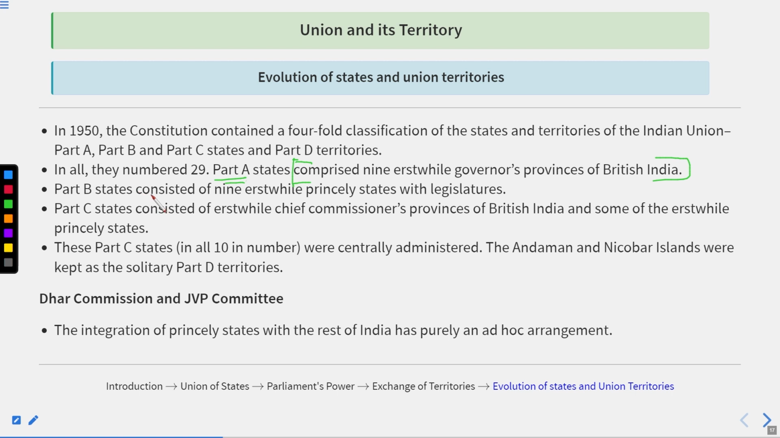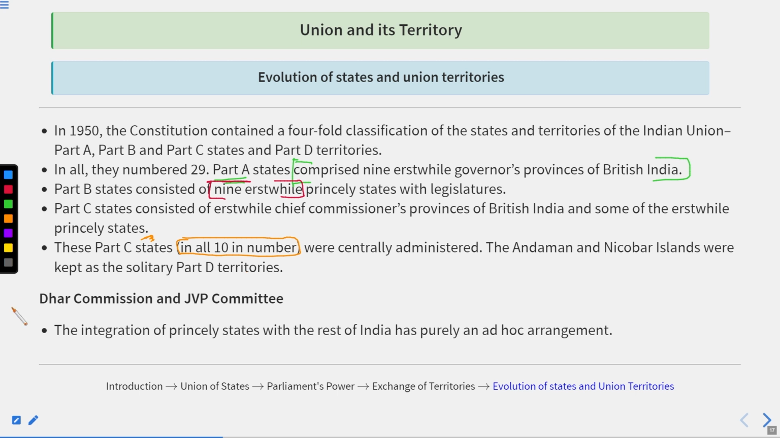All right. Part B consists of nine erstwhile princely states with legislatures. Thereafter, Part C consisted of erstwhile chief commissioner's provinces of British India and some of the princely states. These Part C states, ten in number, were centrally administered. The Andaman and Nicobar Islands were kept as a solitary Part D territory. So that was the division.